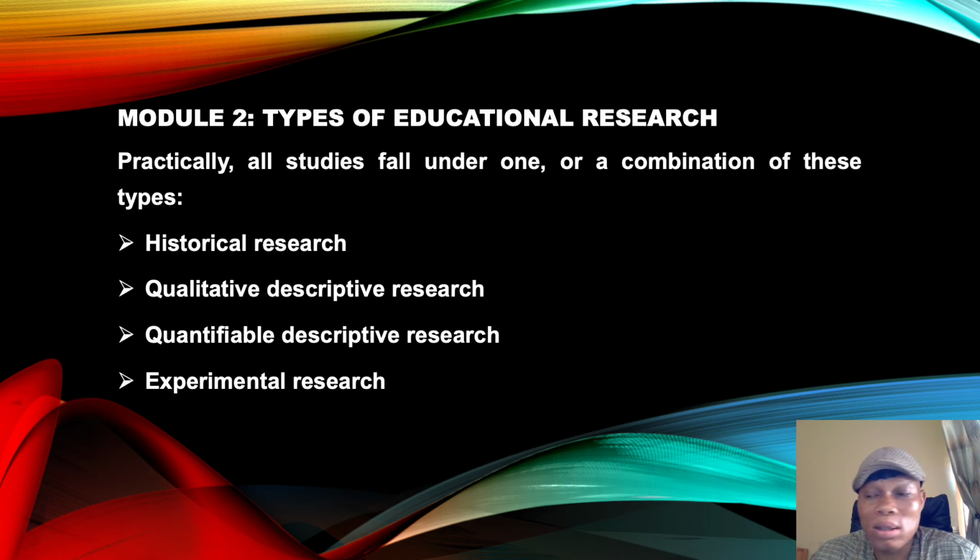Then the last one, that is experimental research. The purpose of experimental research is to tell what may be when certain variables are carefully controlled or manipulated. It focuses on variable relationships.